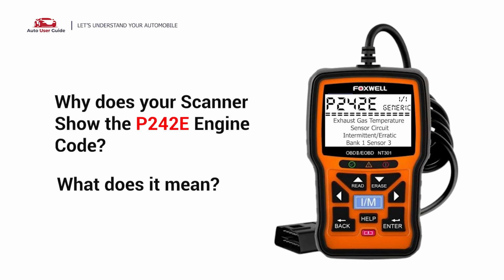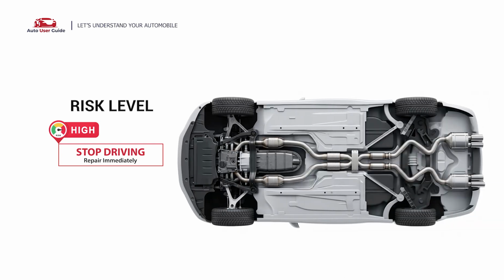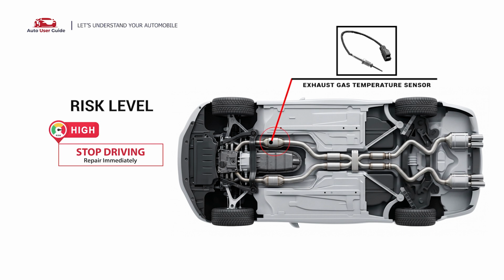Why does your scanner show the P242E engine code? What does it mean? P242E is a diagnostic trouble code for exhaust gas temperature sensor circuit, intermittent or erratic, bank 1 sensor 3. The P242E engine code indicates that your ECM or PCM has detected unstable, jumpy, or implausible voltage readings from the third EGT sensor on the side of the engine with cylinder 1.